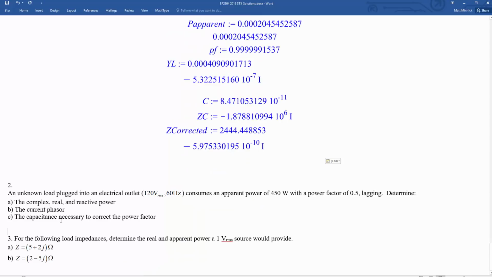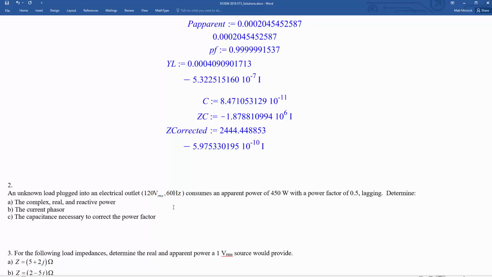All right, next question. For number 2, we've got an unknown load plugged into an electrical outlet, which is at 120 volts RMS and 60 hertz. That's the AC line that you've got on the walls there in North America. And it consumes an apparent power of 450 watts with a power factor of 0.5 lagging. We need to figure out the complex, real and reactive power, the current phasor, and the capacitance necessary to correct the power factor.